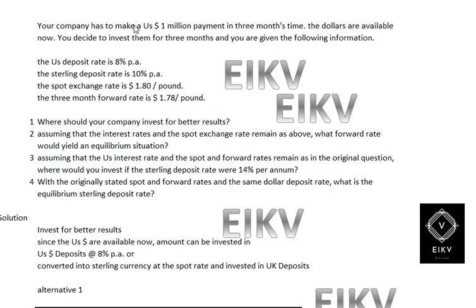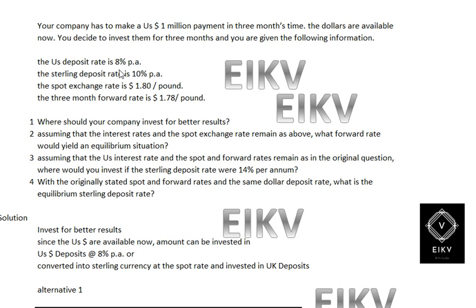In this illustration, your company has to make a US dollar 1 million payment in 3 months' time. The dollars are available now. You decide to invest them for 3 months and you are given the following information.